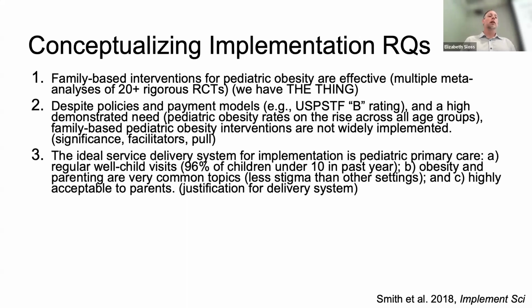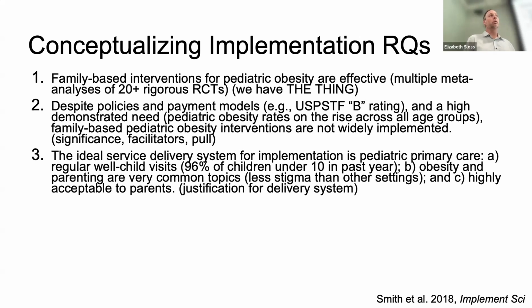So we also have a need to identify the service delivery system. Okay, you can deliver family-based weight management interventions in lots of different places. Jenny's work is in community-based organizations and outside of clinics. My work is commonly in clinics or in coordination with primary care clinics for basically the same intervention. So the ideal service delivery system, we said in this grant anyway, for implementation is pediatric primary care. We said that, drawing on evidence that 96% of children under 10 years have a regular well-child visit. So we're going to catch the majority of kids who potentially have obesity or risk for obesity if we can identify them and intervene through primary care.